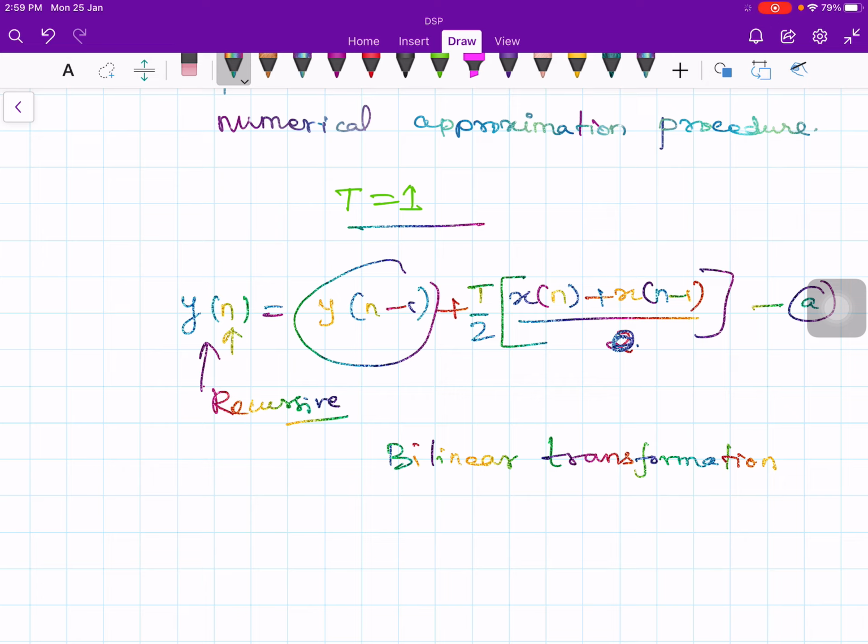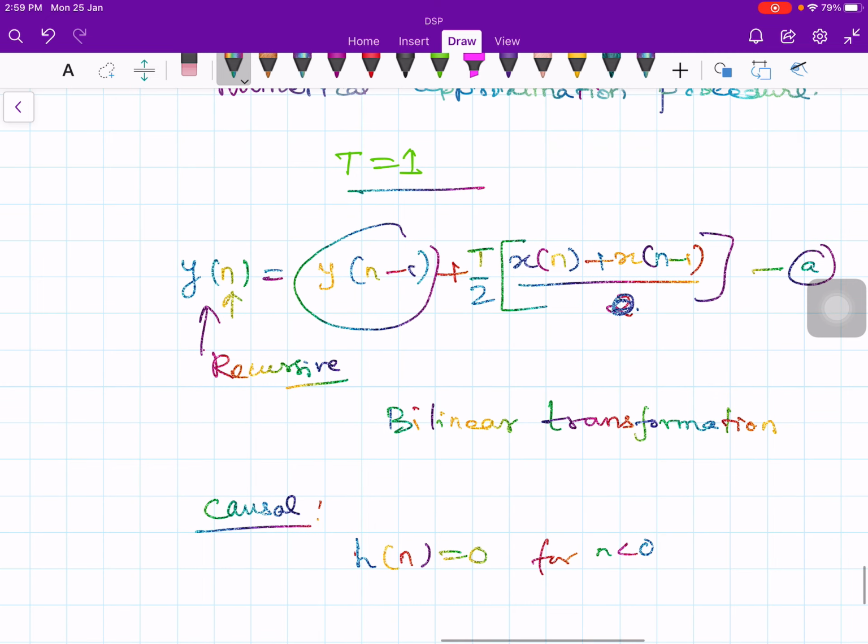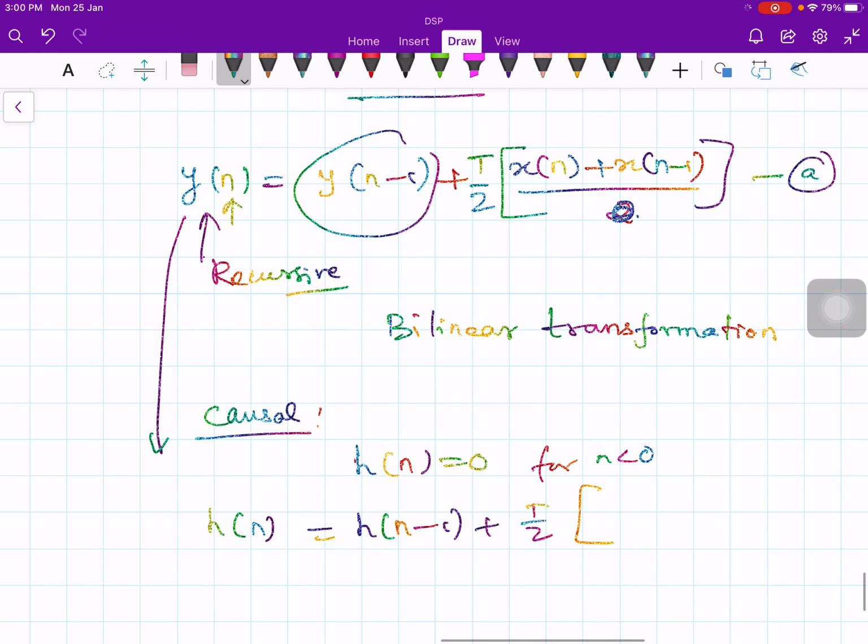But let's focus on this. Let's assume that the system is causal. If the system is causal, then what is going to happen? Causal means h of n is equal to 0 for n less than 0. If it is causal, then what is h of n? From this you can easily calculate h of n. Replace y of n by h of n, and this is h of n minus 1 plus T by 2, and here instead of x of n I put delta of n, instead of x of n minus 1 I put delta of n minus 1.